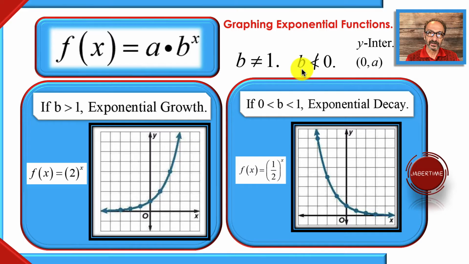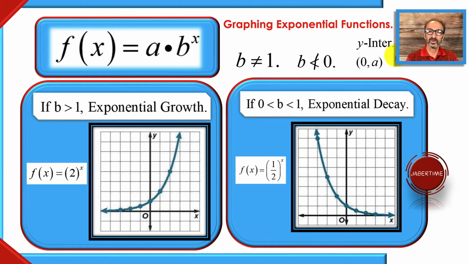b cannot be negative, because if you keep multiplying, for example, times negative 2 to the power 1, negative 2 to the power 3, negative 2 to the power 4, sometimes it's going to end up positive, and sometimes negative, depending on the exponent. Even exponents will force it to be positive. Odd exponents will force it to be negative. So it's going to keep jumping above and below the x-axis, which is not exponential.